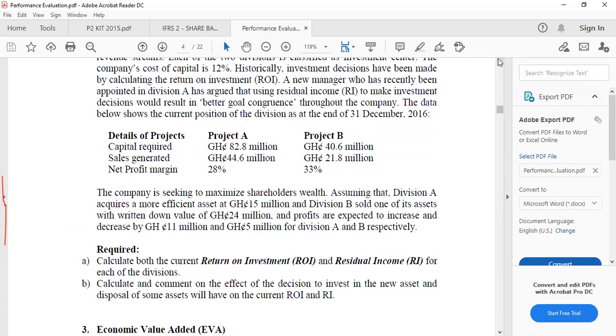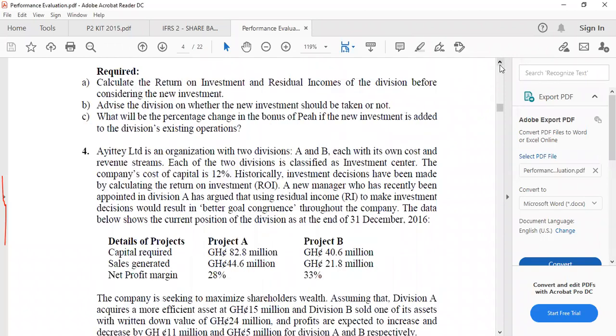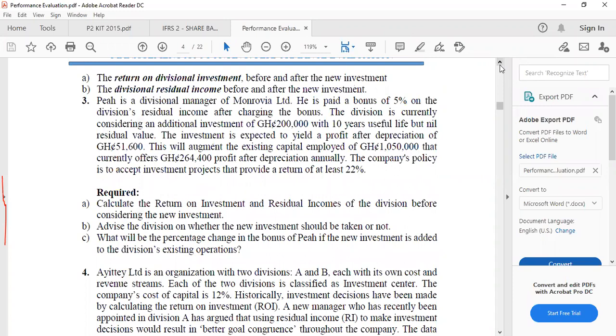Let's solve the question. Question four. So what about three? I want it because it's similar to what we are working on. I want to solve a very complex question. Okay, this three two. He is paid a bonus of 5% on the division's residual income. So we should solve the three and leave the four, if we can solve the two.